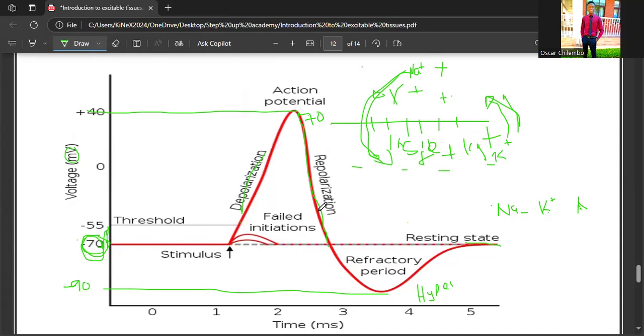Then what happens after everything has happened? The sodium potassium ATPase pumps 3 molecules of sodium outside the cell and 2 molecules of potassium inside the cell. This is the physiological process that reverts back and brings the voltage back to the resting membrane potential.